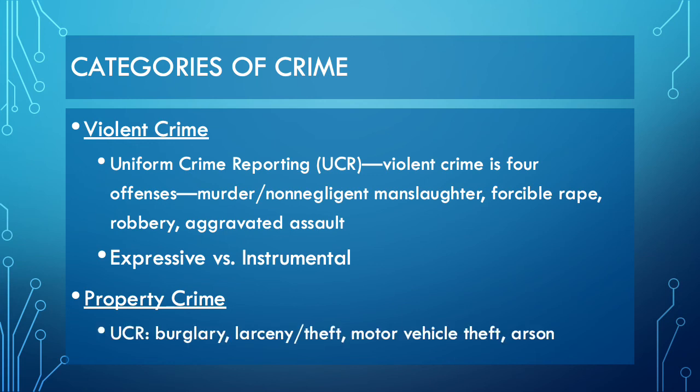So the UCR defines property crime as burglary. Burglary is breaking into some sort of domicile, a house, a business, in order to steal things. Larceny and theft: larceny is just another word for theft, so it's stealing things even though you're not breaking and entering. Motor vehicle theft and arson are the property crimes that are identified in the Uniform Crime Report. Although there are other kinds of property crime that your textbook talks about, as well as violent crimes, so make sure you read about those.